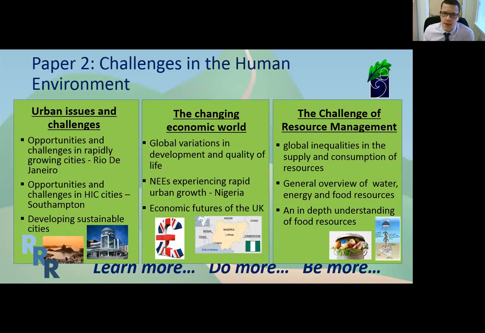The second paper is a mainly human geography paper. It's called The Challenges in the Human Environment, and there are 3 sections to it. Urban issues and challenges, including looking at developing countries, which we call newly emerging economies, and how cities are going through rapid urbanization as a result of lots of opportunities that are being offered there. But they are also experiencing lots of problems.